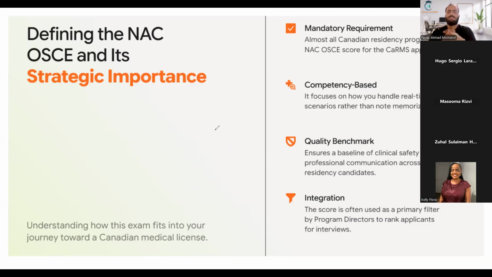The programs with the highest requirements are usually surgery-based programs, psychiatry, and internal medicine. These are the programs that require a really good score in the NAC OSCE. So make sure when you're going for the exam, you're fully prepared and you know what you're doing during the exam.